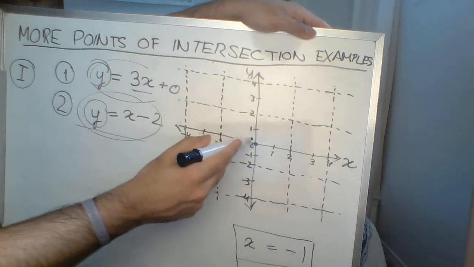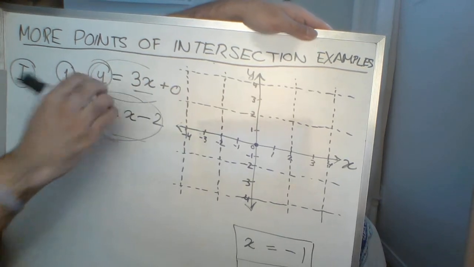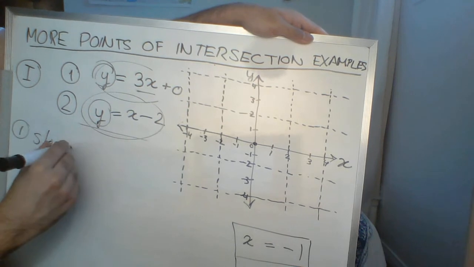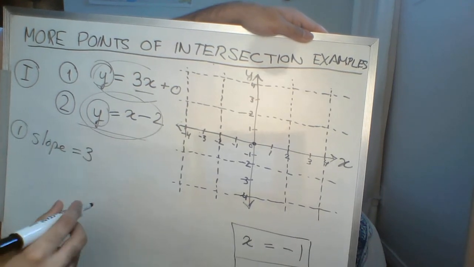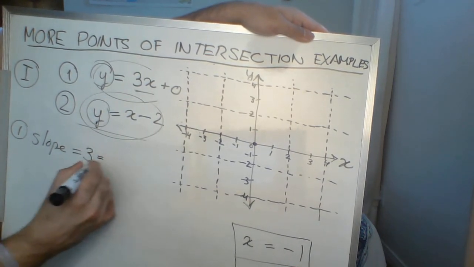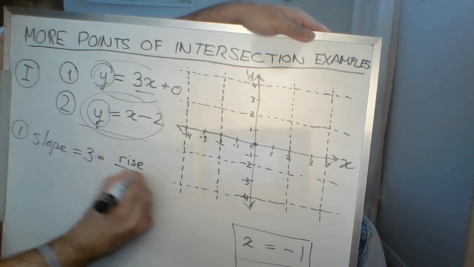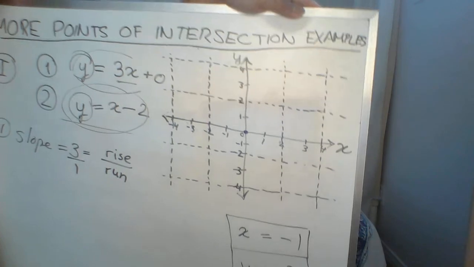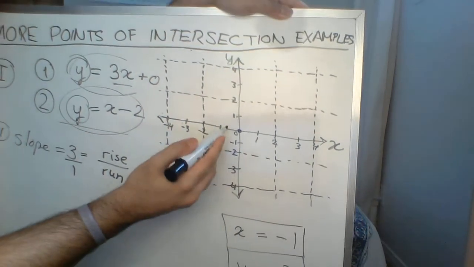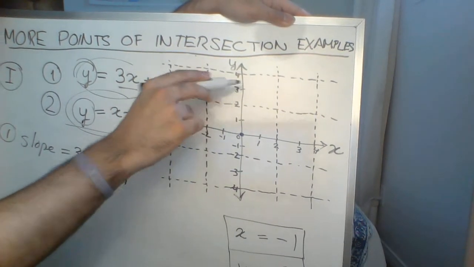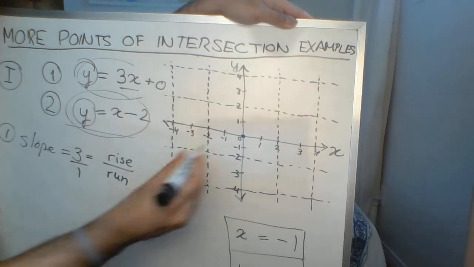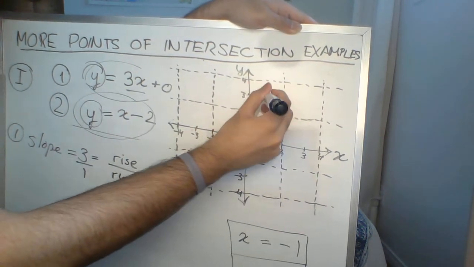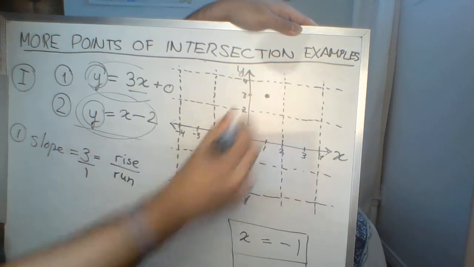Now to get from this point to the next one, let's take our slope. This is for line number 1, so our slope is equal to 3, right? So if we've got our rise over run, that's equal to 3, basically 3 over 1. That means that for every 3 units I go up, I have to move over 1 unit to the right. So if I do that, we start at 0, we go up 1, 2, 3, we go over to the right, and we put a dot right there.